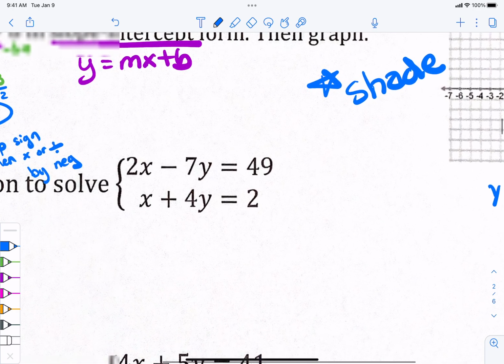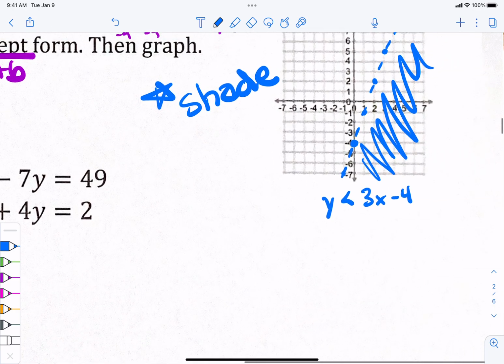If it's equal to, it's going to be a solid line, but you're still going to have to shade.